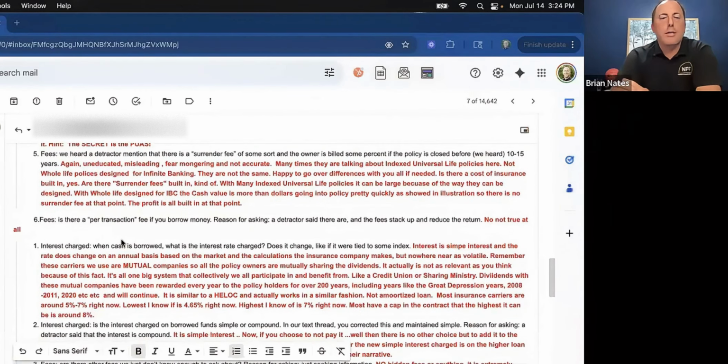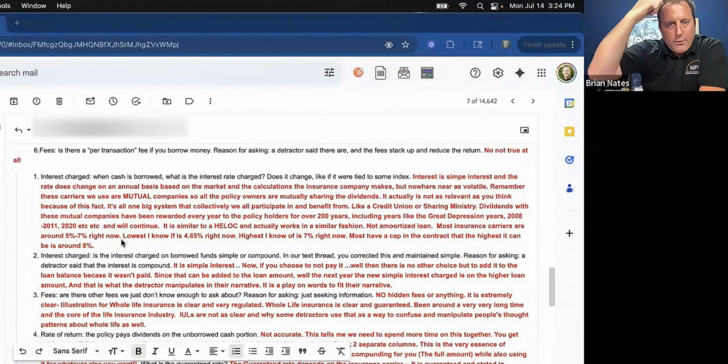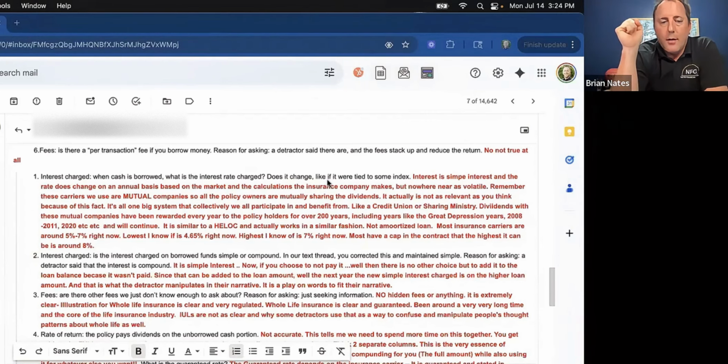Is there a per transaction fee if you borrow the money? No, not true at all. Any detractor that says that, it's not accurate. No transaction fee. All right, interest charged. So when the cash is borrowed, what is the interest rate charged? Does it change, like if it were tied to some sort of index? Again, you may be confused with indexed universal life and the discussions there.